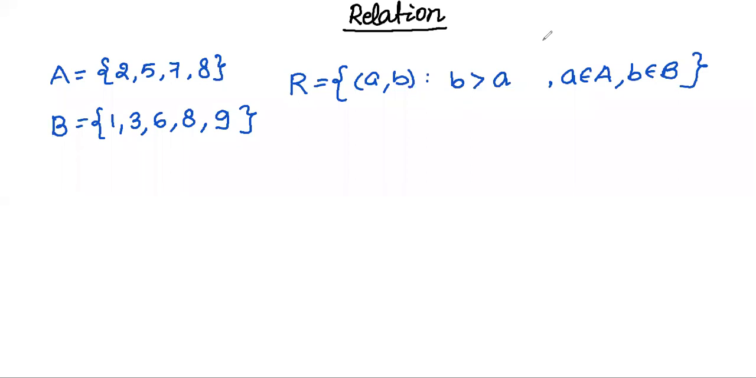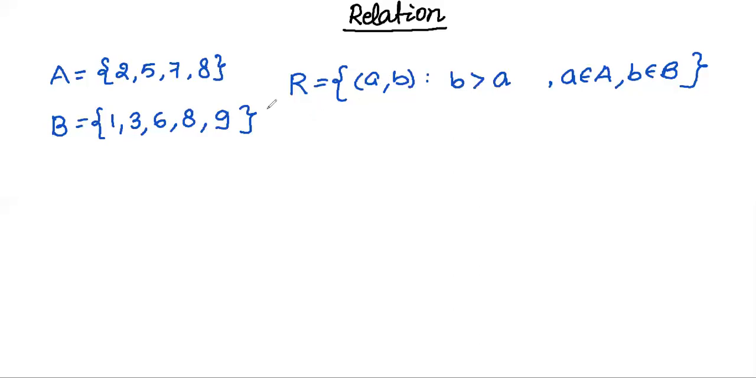Now we will discuss some more terms. Before discussing that, I am going to take one example. Here I have taken A equals {2, 5, 7, 8}, set A. Now set B I have taken, that is {1, 3, 6, 8, 9}. And relation R condition I have written here: (a, b) such that b is greater than a, where a belongs to A and b belongs to B. Now, according to this condition, we have to write elements.